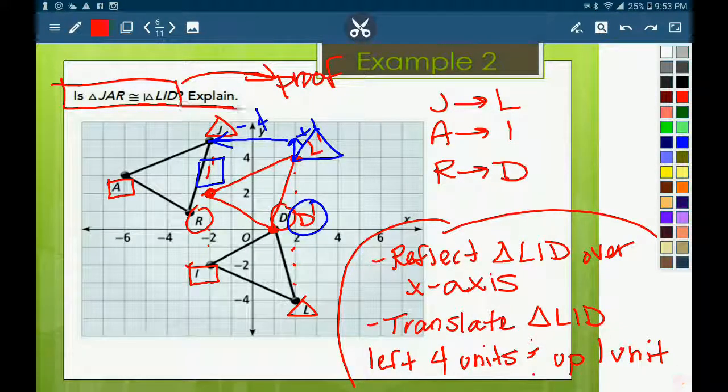When it says explain, all those words that we just wrote out that I circled, that's your explanation. You can say the two triangles are congruent because if you reflect triangle LID over the x-axis and then translate it 4 units left and 1 unit up, it will land on top of triangle JAR.